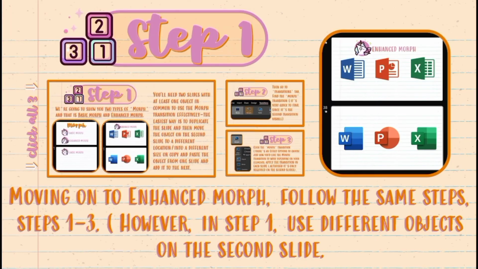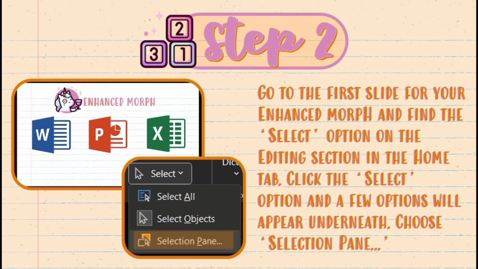Moving on to enhanced morph, follow the same steps, steps 1 to 3. However, in step 1, use different objects on the second slide. Step number 2, go to the first slide for your enhanced morph and find the select option on the editing section in the home tab. Click the select option and a few options will appear underneath.